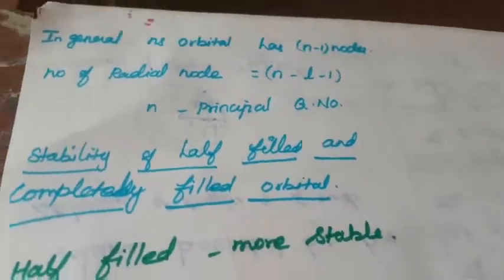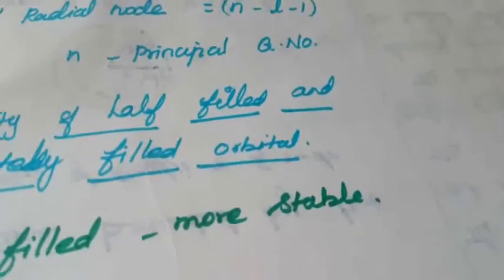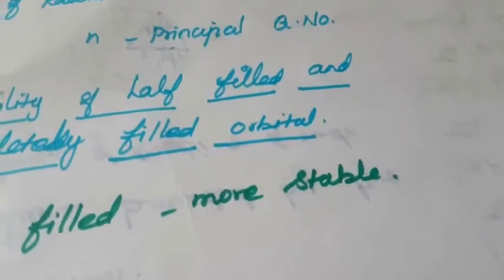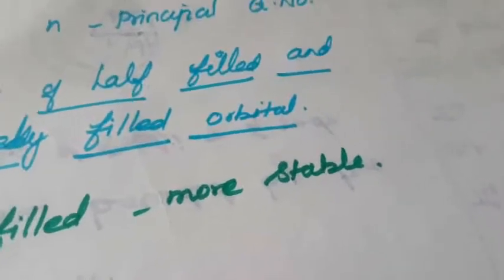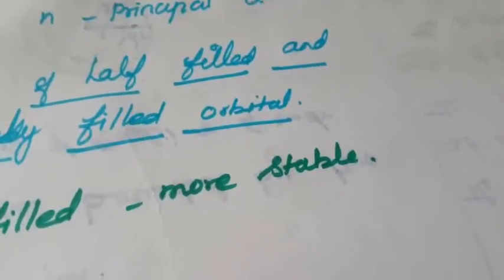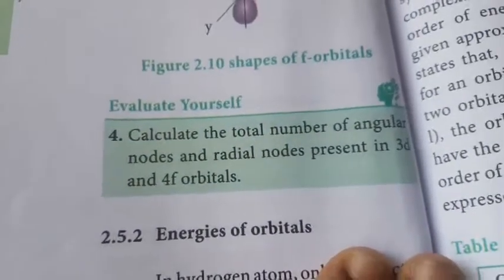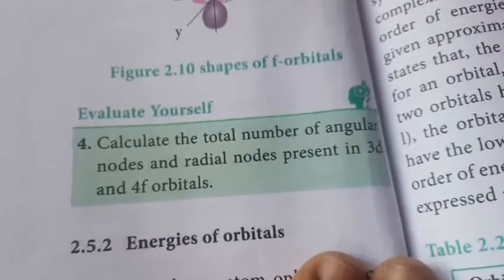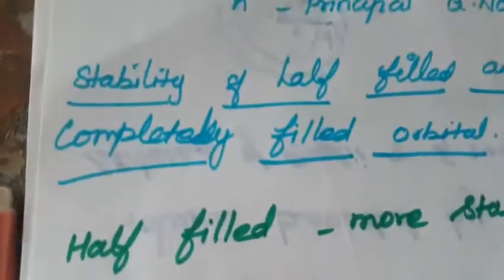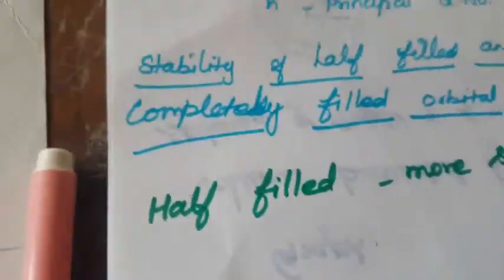One question to evaluate: how to calculate the radial node? This is on page number 50 of your book, in the Evaluate Yourself section C. Calculate the total number of angular nodes and radial nodes present in the 3d and 4f orbitals. This is the formula. First you draw this one.